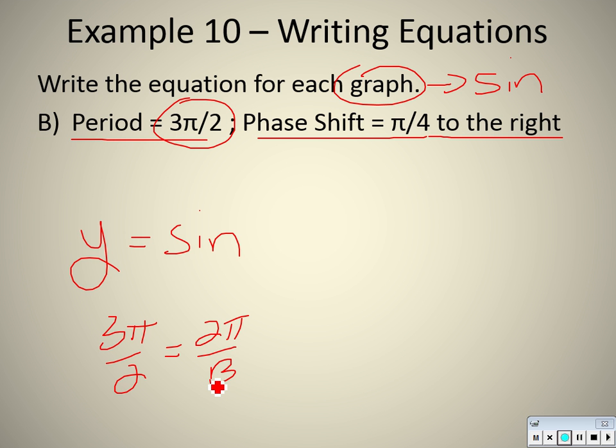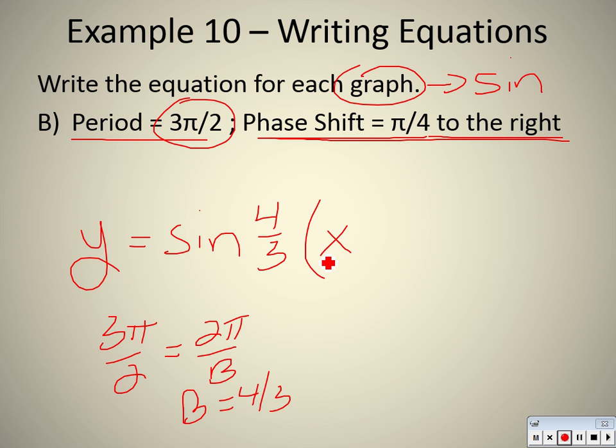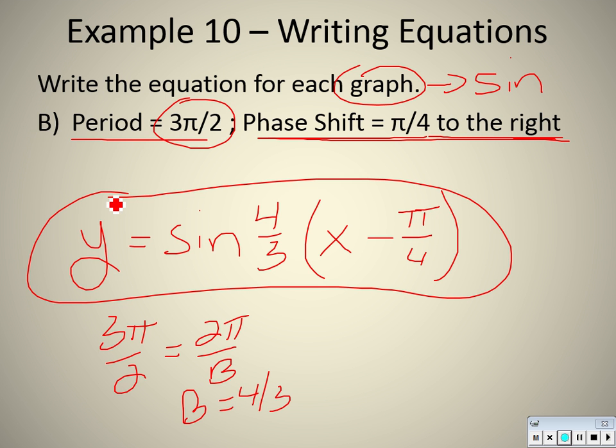So the easiest way, once again, to do this is to cross multiply. And when I do that, I get a b value here that equals 4/3. So that's going to go here. Now with this, notice I do have a shift involved, so I need some parentheses here. So x to the right is going to be minus pi over 4. So that's the equation there for part B.